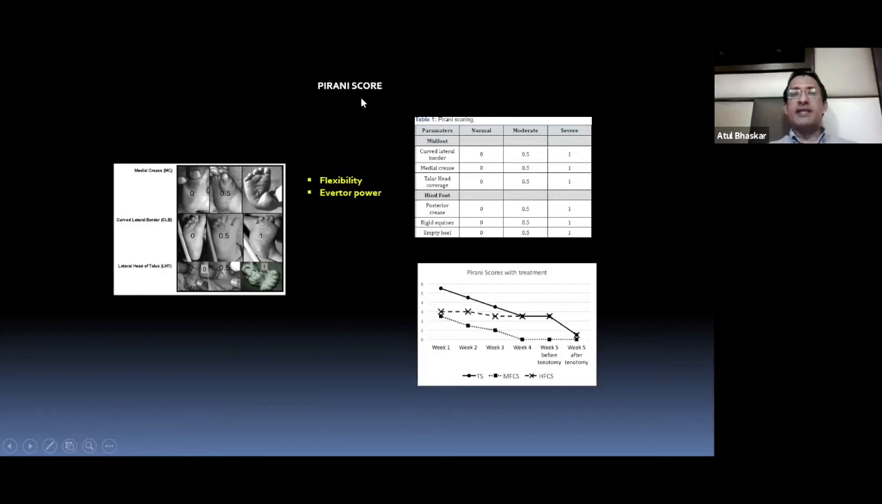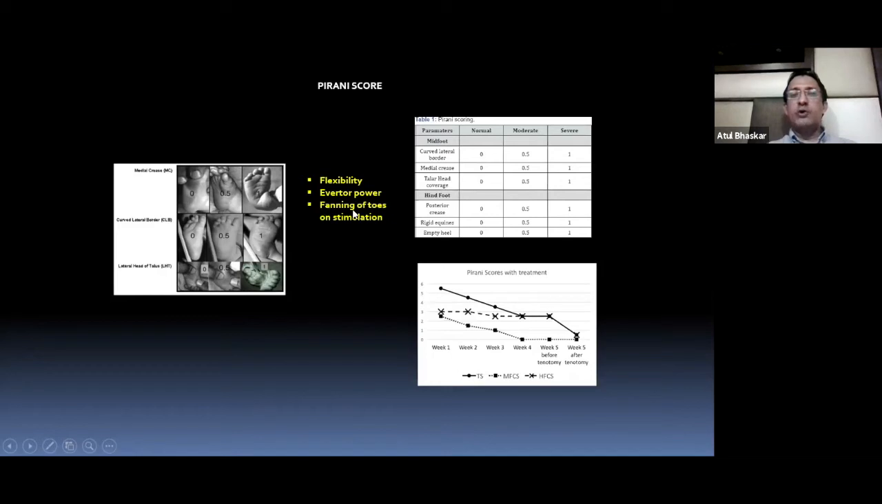What the Pirani score doesn't assess is the everter power, and many times you see children with very weak peroneae, and that is one of the causes of relapse. And also it doesn't assess the fanning of the toes. So when you examine the child from the exam point of view, you must look at the peroneal power, whether you can see the heel, the lateral border of the toe moving, and whether you can see all the toes moving when you stimulate the sole.